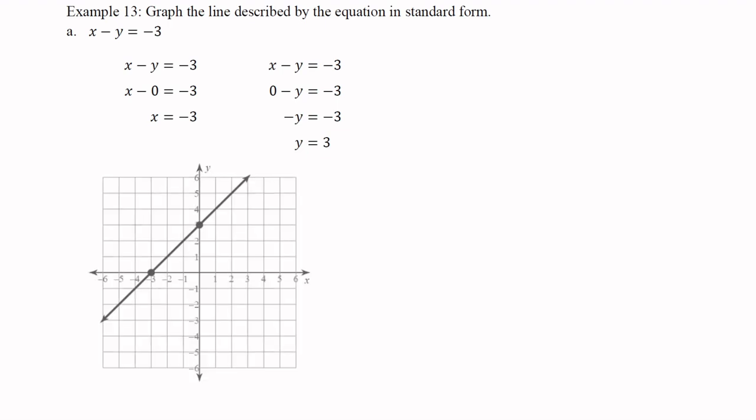So we're going to graph the line described by the equation in standard form. So here in A, we have x minus y equals negative 3. Well, if we want to find our x-intercept, plug in 0 for y, and that very easily gives us x equals negative 3. If we want to find our y-intercept, put 0 in for x, negative y equals negative 3, so positive y equals positive 3. So now we have our x-intercept of negative 3, our y-intercept of positive 3. You plot those 2 points, and then you sketch your line.